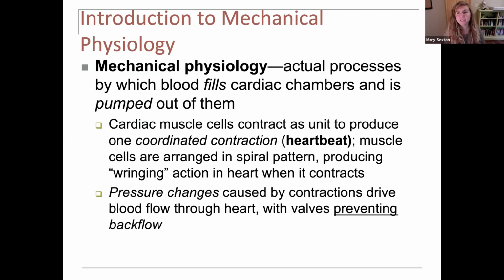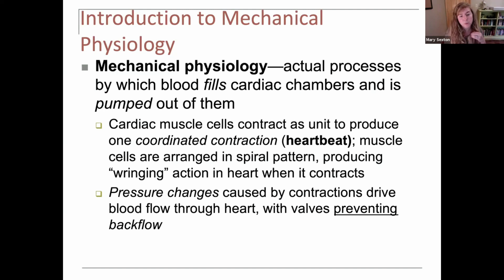Now, what we have to get used to seeing is that blood flows through those valves based on pressure changes. And this is a little bit like diffusion. This is the hardest thing of cardiac physiology to understand. But blood is going to flow from an area where it's in high pressure to an area where it's in low pressure. And I'm going to give you some examples in a minute, with valves preventing backflow.